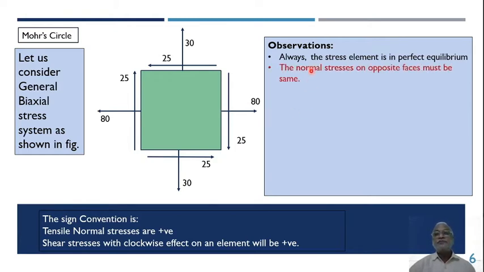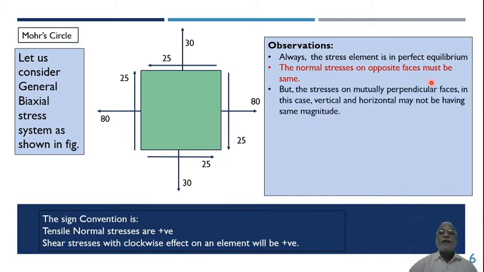Next, the normal stresses on the opposite faces must be the same. So if you have shown 80 here, it has to be 80, obvious. It is supporting the upper statement. But the stresses on mutually perpendicular faces, in this case vertical and horizontal, may not have the same magnitude. In the sense, if you got 80 here, on this face it is not necessary to have 80. It can be 0, it can be 30, it can be compressive stress. So anything is possible on the other face.